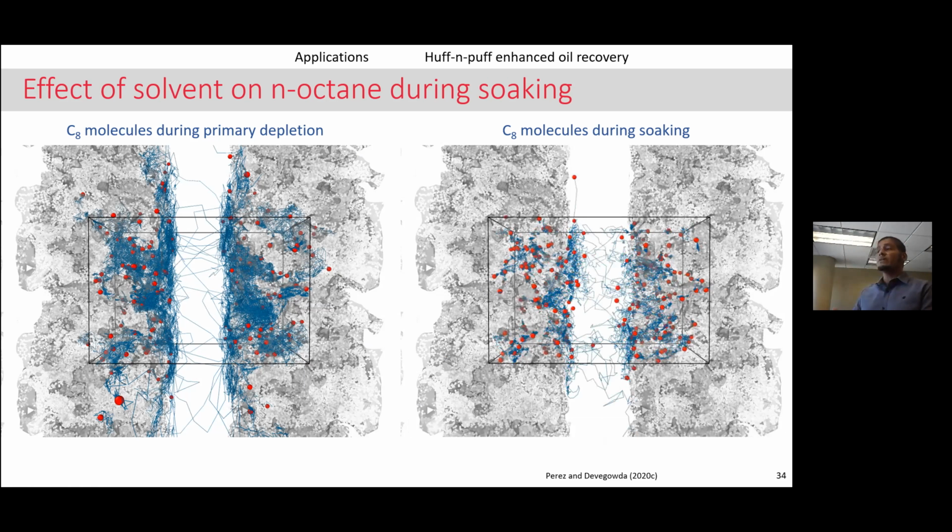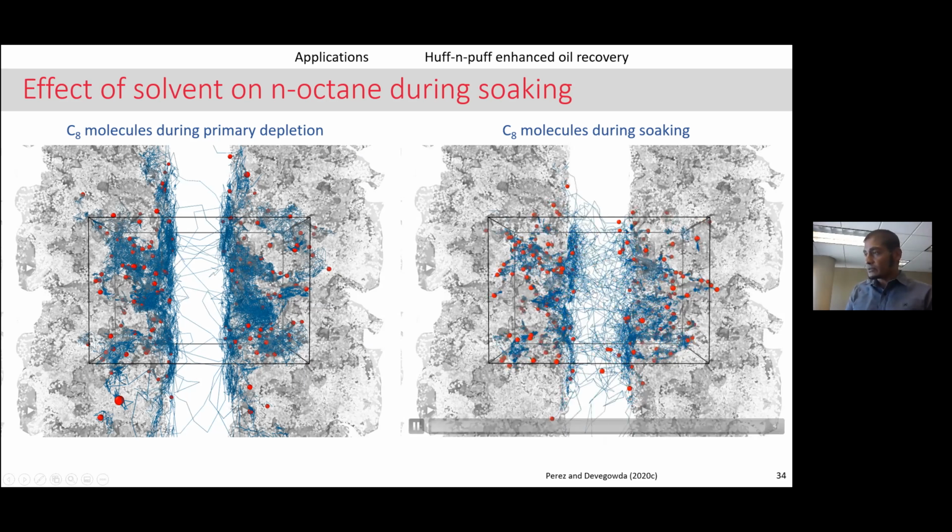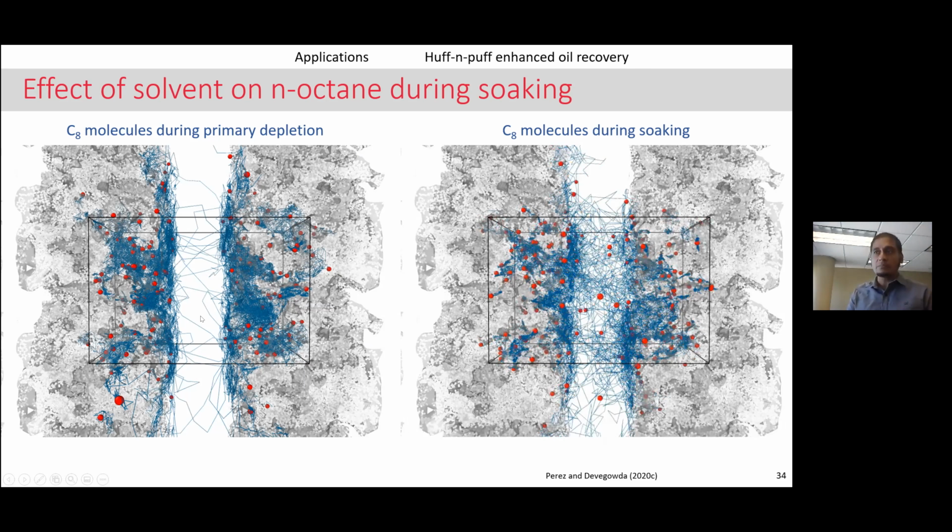And it would be very, very hard to argue that the solvent is not doing anything. Just by the density of the trajectory that you see in the center over here, it's very clear that you're producing a vastly larger number of octane molecules in comparison to primary production. With molecular dynamics, you can begin to talk about which hydrocarbon species you're recovering and what kind of solvent you should be using to recover what kind of hydrocarbon.